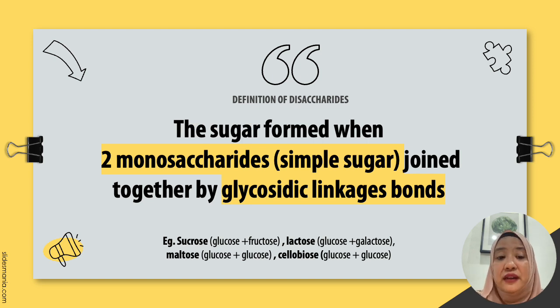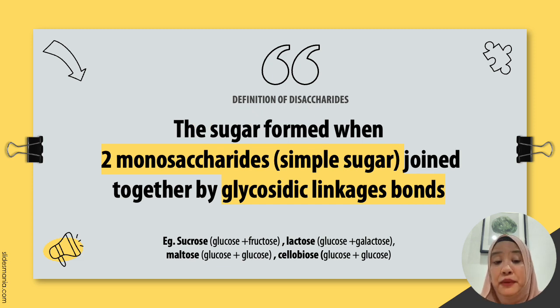What is the meaning of disaccharides? Disaccharide means when you've got two sugars that are combined together. So you've got two monosaccharides, or two simple sugars, that are combined together to form one single sugar that is linked by a glycosidic linkage bond. Examples of disaccharides are glucose, lactose, maltose, and cellulose.